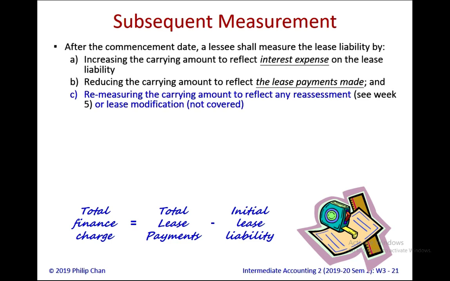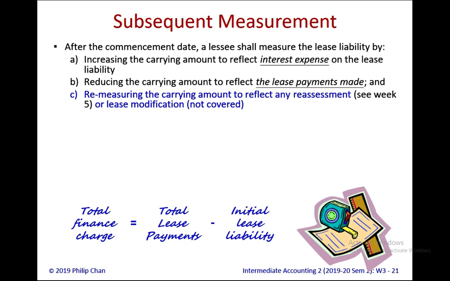So after the commencement date, the lessee shall measure the lease liability by A, increasing the carrying amount of the lease liability to reflect interest expense on the lease liability, just as if you have a financial liability over the term of the lease. The lease liability figure would then be increased by the interest expense, just like a balance payable, for instance. And then B, it would be reduced by the lease payments made. So it's quite similar to bonds payable, in fact.